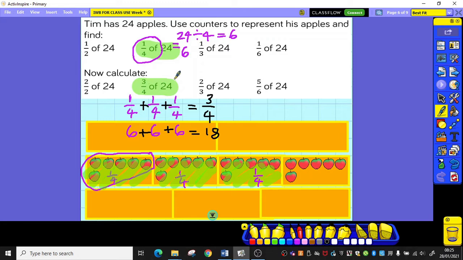So 3 quarters of 24 is 18. What's very important, if you're trying to find 3 quarters of something, you must find the quarter first. If you're trying to find 5/6 of something, you must find the 1/6 first.